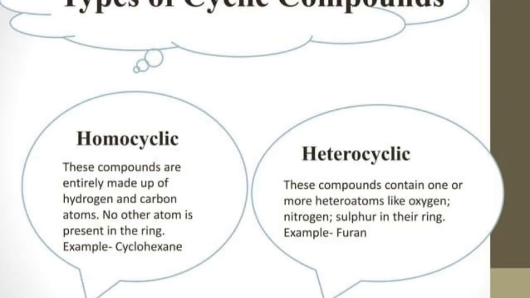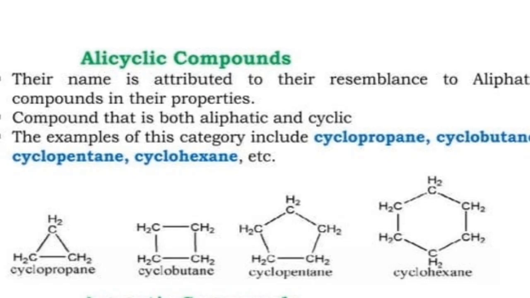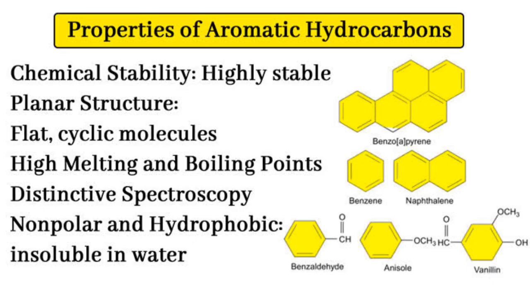Homocyclic compounds are made up of only carbon and hydrogen atoms, whereas heterocyclic compounds contain atoms other than carbon, such as nitrogen or sulfur. Homocyclic compounds are further classified into aromatic and alicyclic. Alicyclic hydrocarbons are those organic compounds that contain carbon and hydrogen atoms in one or more closed rings. Aromatic hydrocarbons are those compounds that contain a benzene ring or alternating double bonds.